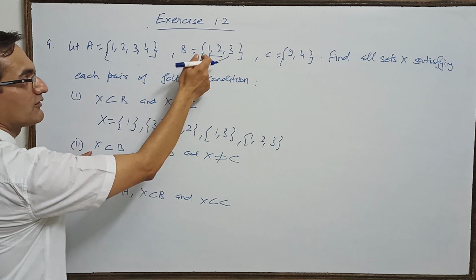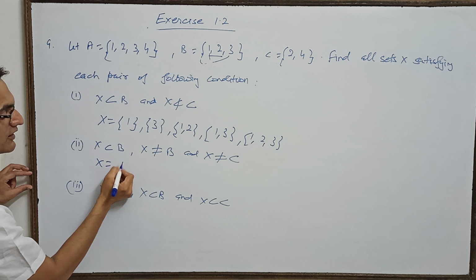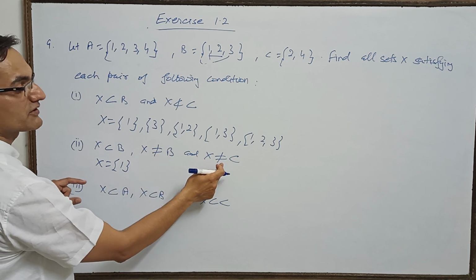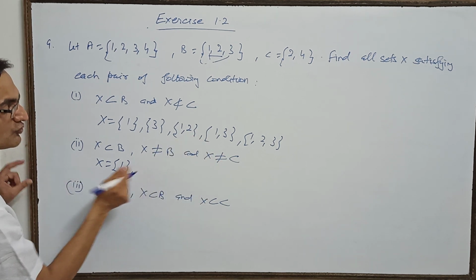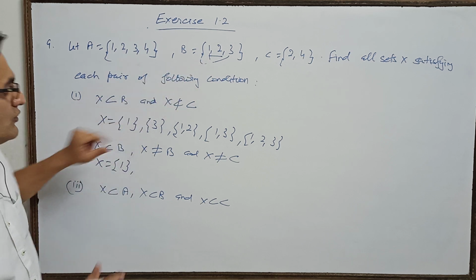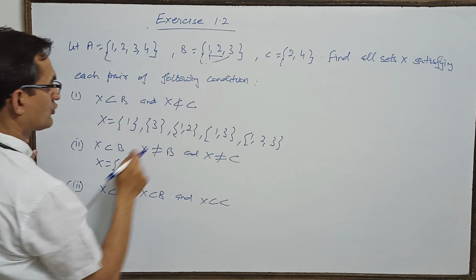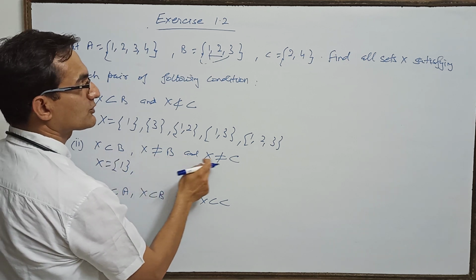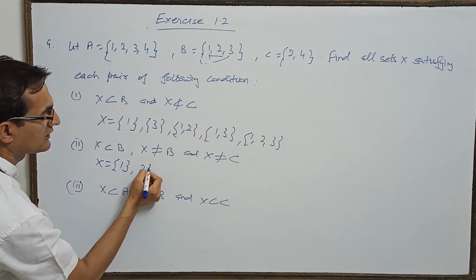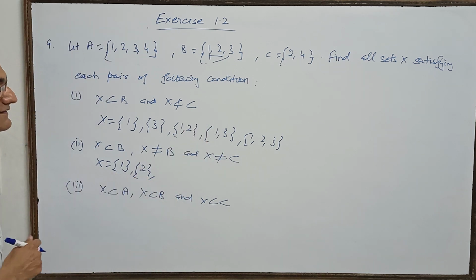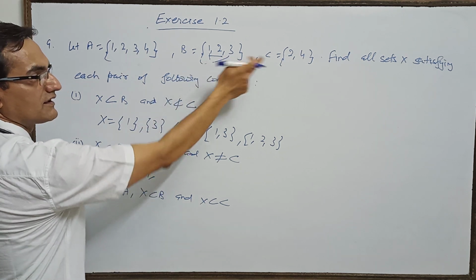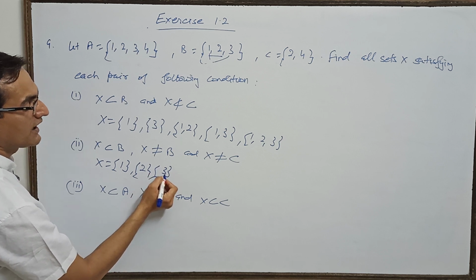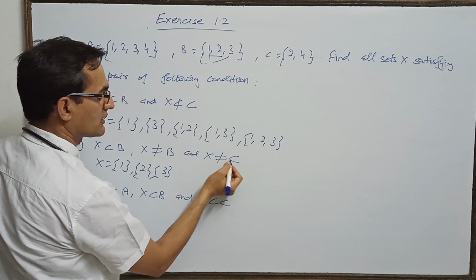So you can take 1. X can be the set having element 1. This is a subset of B, not equal to B and not equal to C. Second, you can take 2, because it is a subset of B, not equal to B and also not equal to C. Next, the set having element 3. This set is a subset of B and not equal to B and also not equal to C.